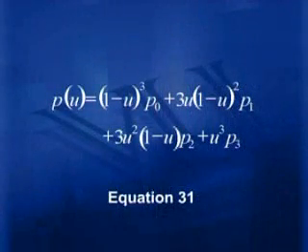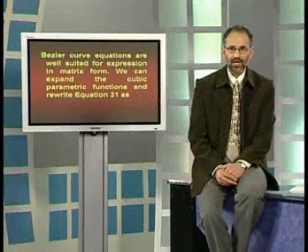Now substituting these into equation 26 and rearranging the terms produces a resultant like this. P of u equals (1 minus u)^3 P0 plus 3u(1 minus u)^2 P1 plus 3u^2(1 minus u) P2 plus u^3 P3. Let's mark this as equation number 31. Bezier curve equations are well suited for expression in matrix form.